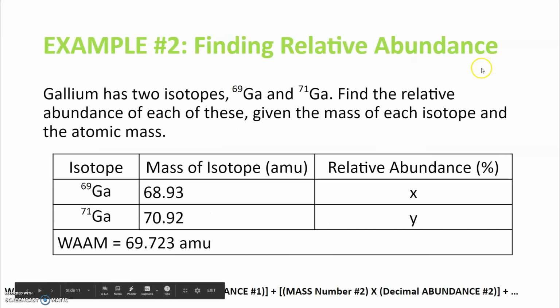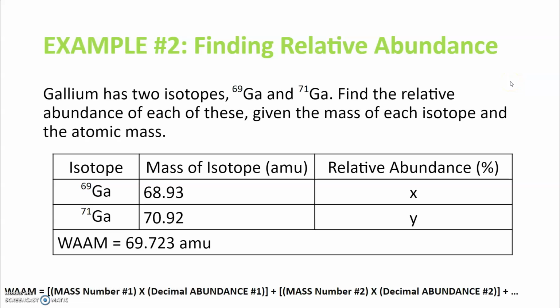Alrighty, so the other type of problem we could have, which is a little bit more complicated, is finding the relative abundance. And so here we see gallium has 2 isotopes, gallium-69 and gallium-71. Find the relative abundance of each of these given the mass of each isotope and the atomic mass. So the WAAM is 69.723, and the mass is about 69 and about 71. So we need to set this up and solve for the relative abundance of gallium-69 and gallium-71.